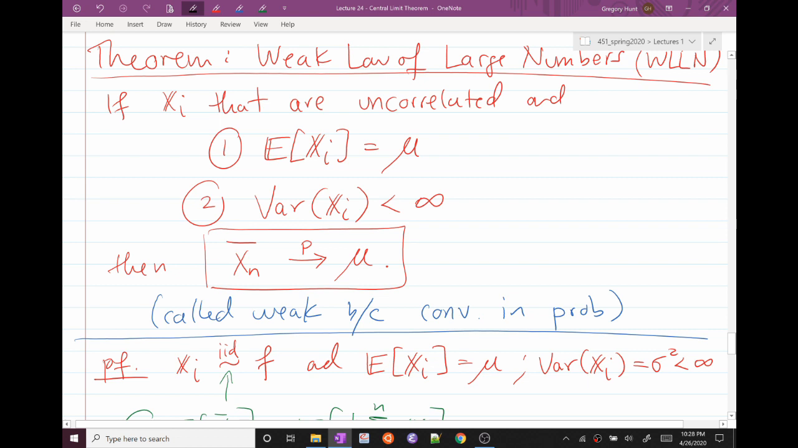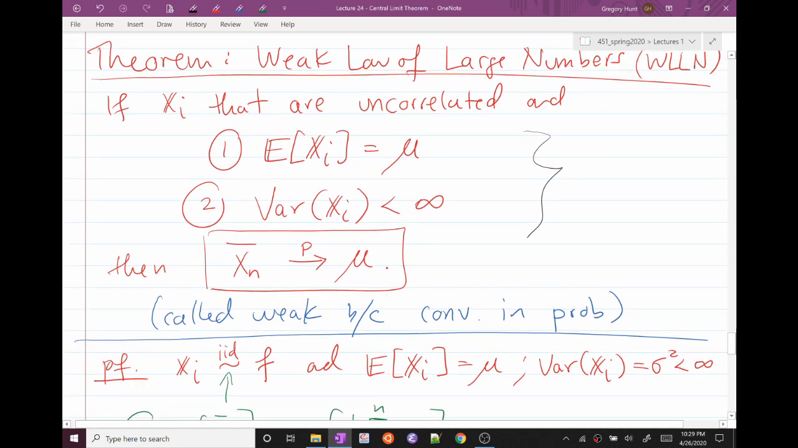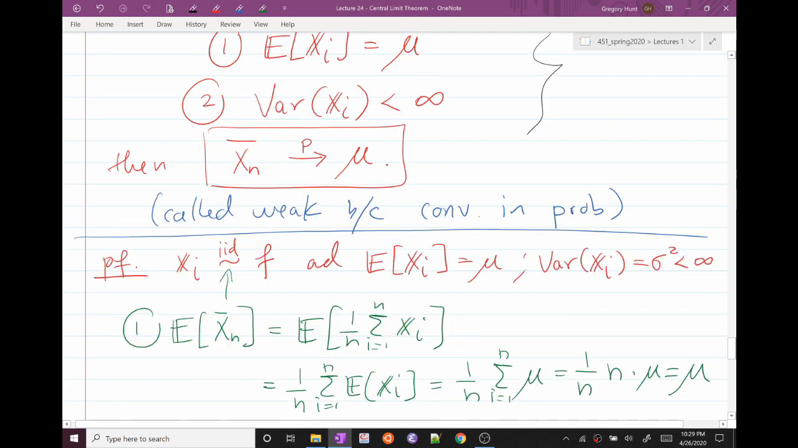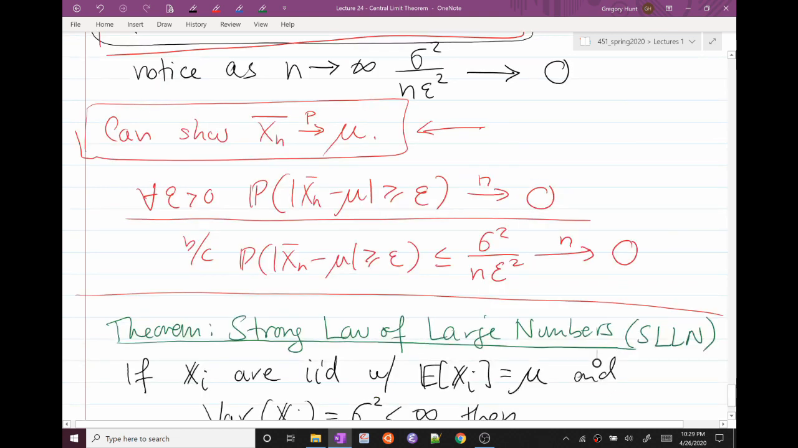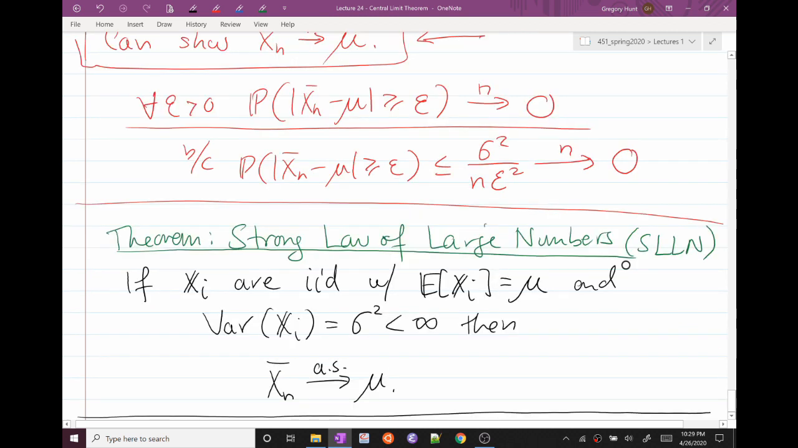And they don't have to have the same distribution. They have to be uncorrelated with the same mean and a finite variance. So the assumptions of this theorem are a little weaker. And because of the weaker assumptions, we can prove a weaker convergence mode, namely convergence in probability. If you want to prove convergence almost surely, then the strong law of large numbers can be proved, but you have to assume they're IID. So a little bit more assumptions needed there.